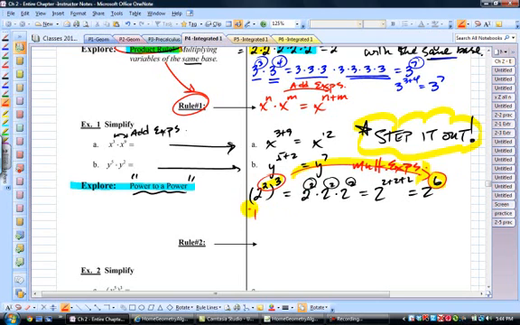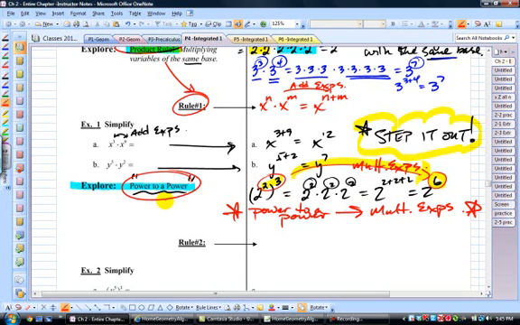And so I'm going to say it like this. Power to a power, multiply exponents. That's what you got to remember. That's our power to a power rule. That's what we call it, power to a power. We take a power and raise it to another power. We multiply those exponents. Simple.